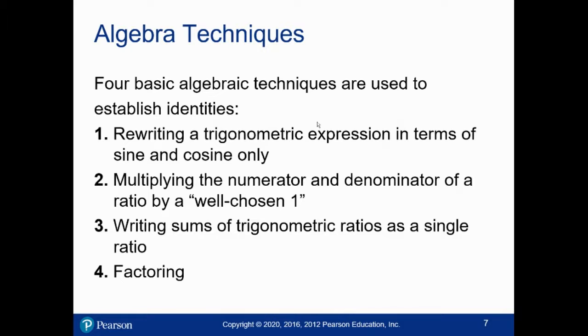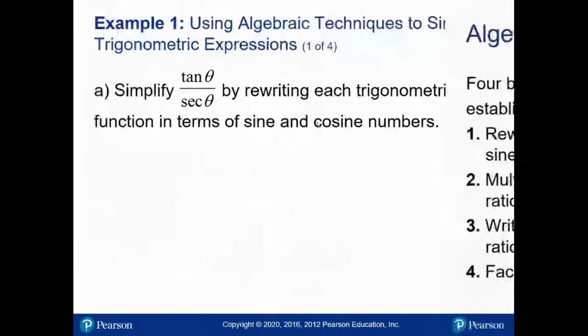We're also going to be doing a lot of multiplying by 1. For example, multiply something by sine theta over sine theta, and then that might help you cancel something out. We may sometimes combine fractions. We might write sums of ratios, sums of fractions, as a single fraction. And conversely, you might do factoring, which is kind of like the opposite. These four little suggestions will become more clear as we start doing examples.